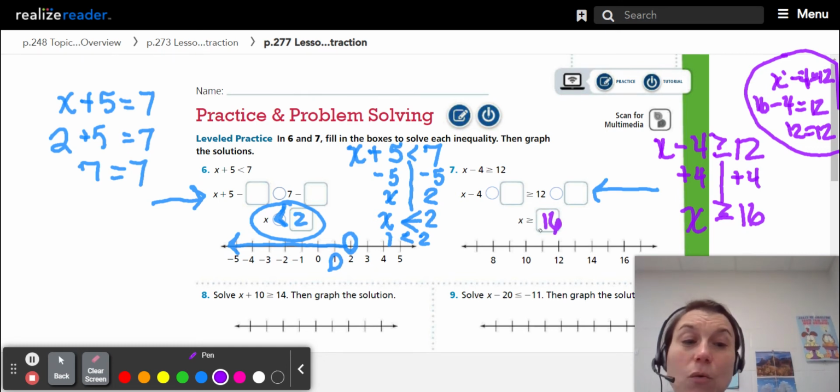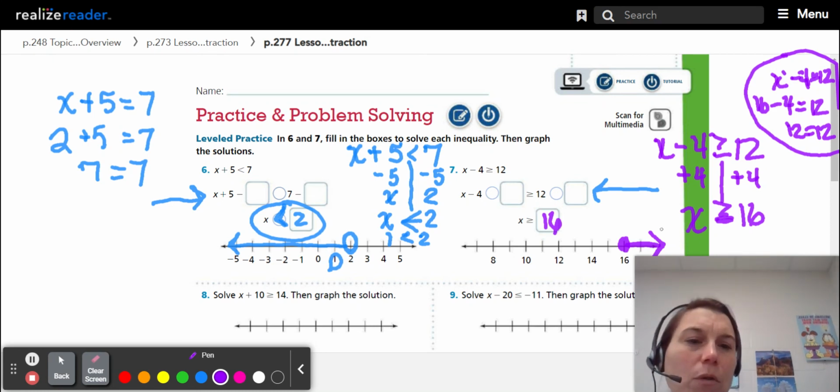So to check to see if that inequality is right, I'm going to go to my number line. And this time, since it's also equal to, so I have this bar here, I'm going to shade it in because 16 would also be a solution because it could also be equal to 16. And then since it's greater than, remember greater than is to the right, less than is left, greater than is right. So I'm going to shade to the right.